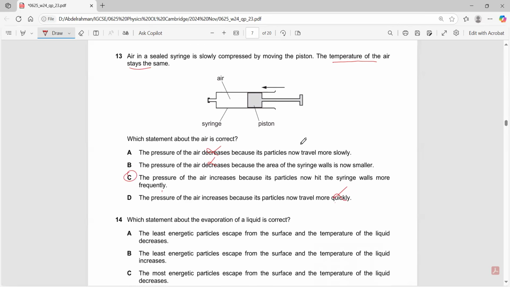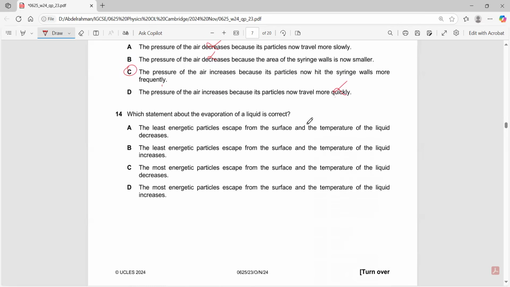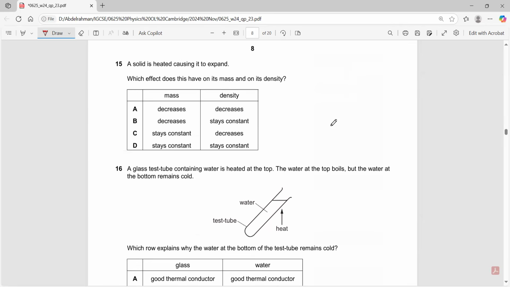More frequently. Which statement about the evaporation of a liquid is correct? Evaporation happens from the surface. The most energetic molecules escape from the surface, and the temperature decreases, not increases. Cooling effect. A solid is heated, causing it to expand. Which effect does this have on the mass and the density? Mass stays the same. The volume increases and the density decreases.